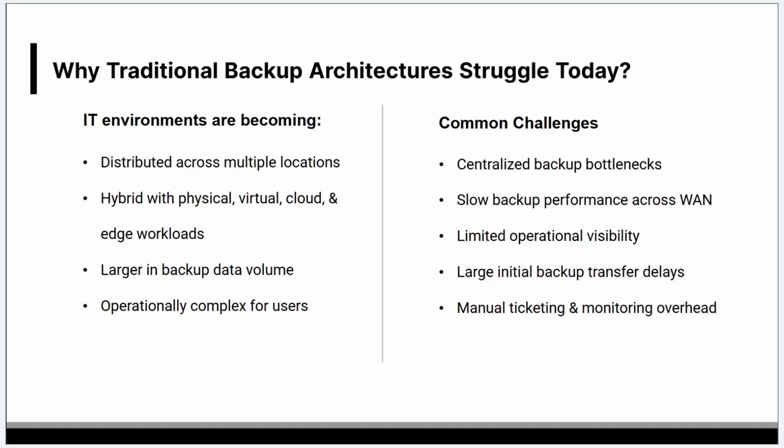The master-slave model is becoming a huge issue today. So let's discover why that is happening. That is because all the IT environments are becoming distributed across multiple locations. You have a hybrid with physical, virtual, cloud, and edge workloads, because a hybrid model is widely used. And there is a huge backup data size. When it is transferred over the WAN, it is surely hitting the traffic. So that is why it's becoming a bigger struggle today.